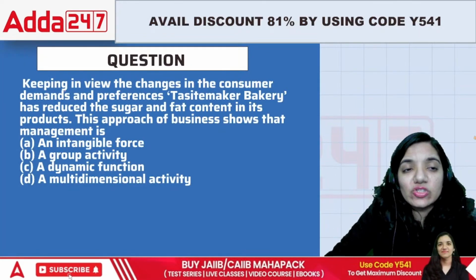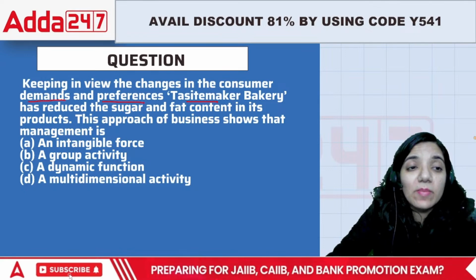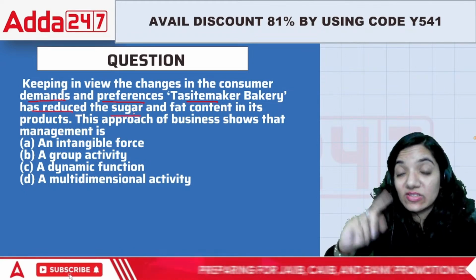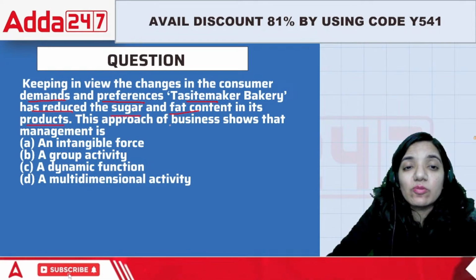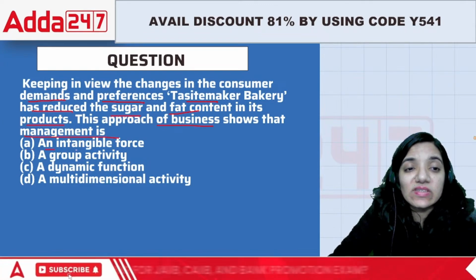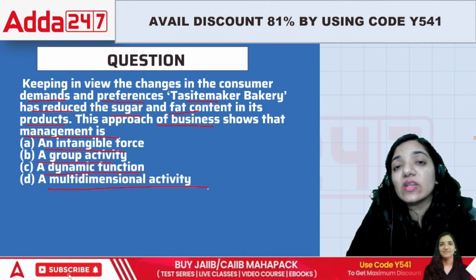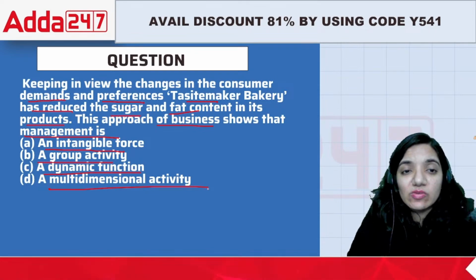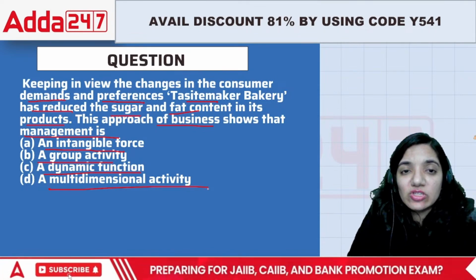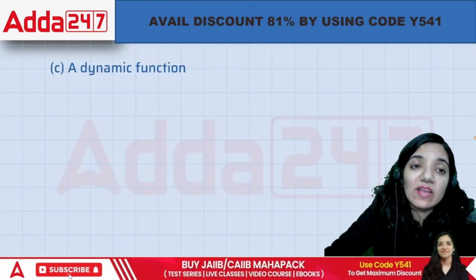Then the next question: keeping in view the changes in customer demands and preferences, Taste Maker Bakery has reduced the sugar and fat content in its products. This approach of business shows that management is an intangible force, a group activity, a dynamic function, or a multi-dimensional activity. This is a descriptive question again. The customer demands can be changing. When such a thing happens, this would be treated as a dynamic function.